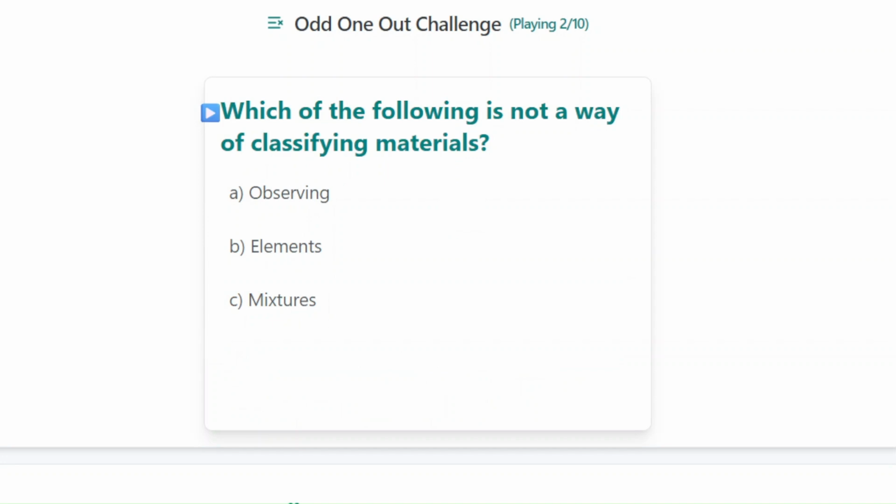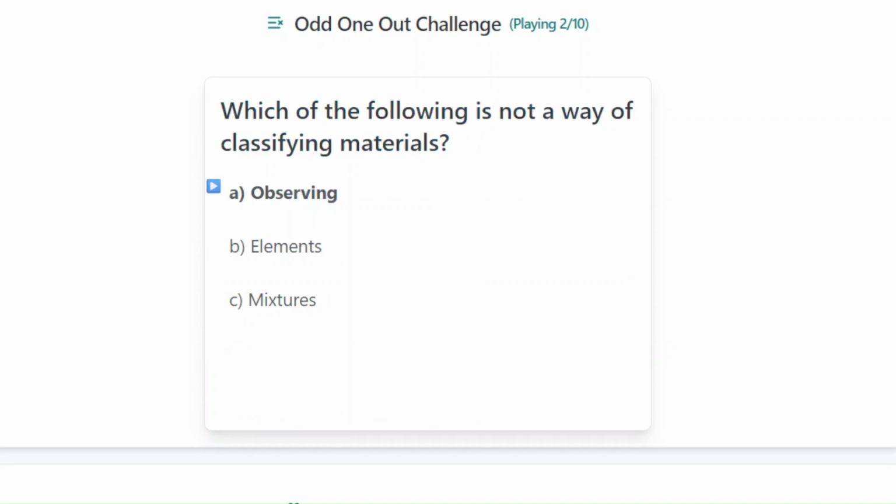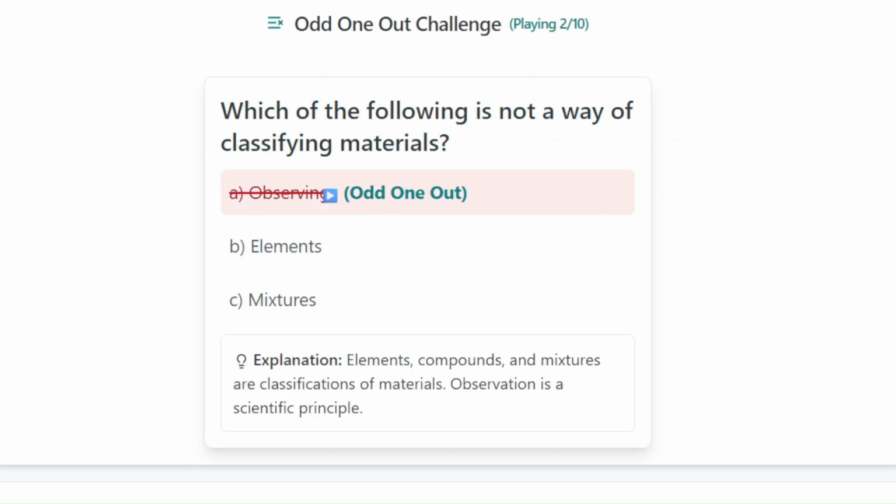Which of the following is not a way of classifying materials? Observing. Elements. Mixtures. The odd one out is observing, because elements, compounds, and mixtures are classifications of materials. Observation is a scientific principle.